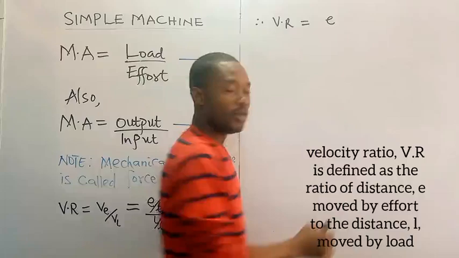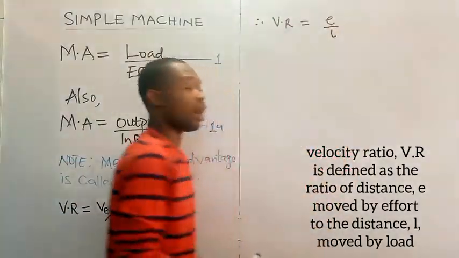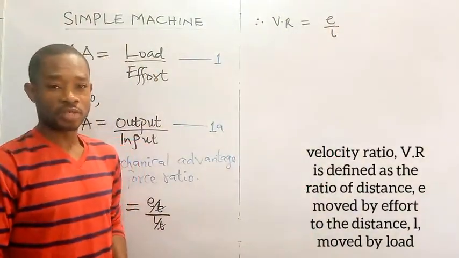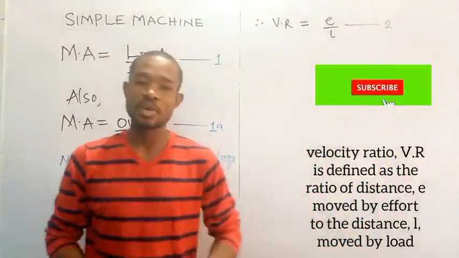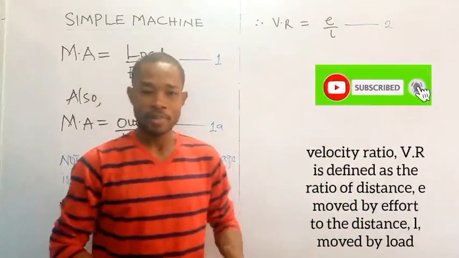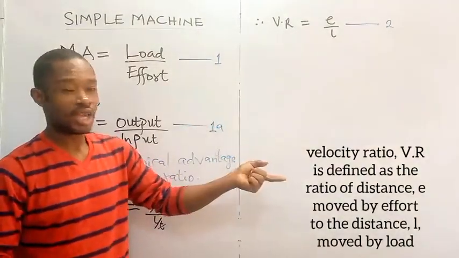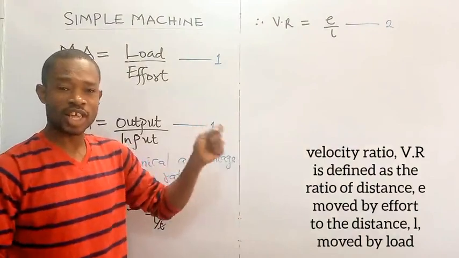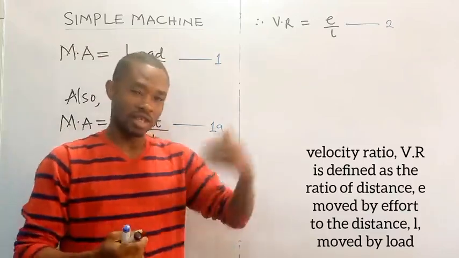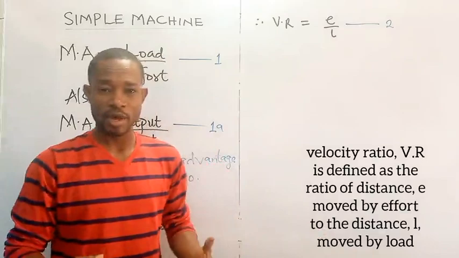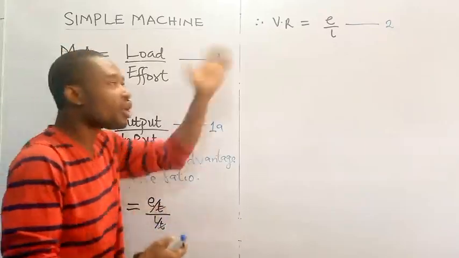to distance moved by effort, small e, divided by distance moved by what? The load, which is small l. We are going to take this as equation 2, the second key concept in the study of simple machine. Please take note that small e there represents what? Distance moved by effort. And small l represents what? Distance moved by load. So simply, velocity ratio is the ratio of the distance moved by the effort to the distance moved by the what? Load. I just use this to explain the reason why we call this velocity ratio.